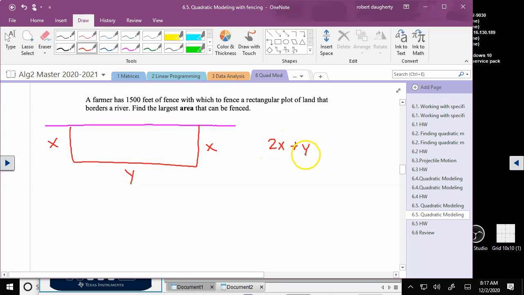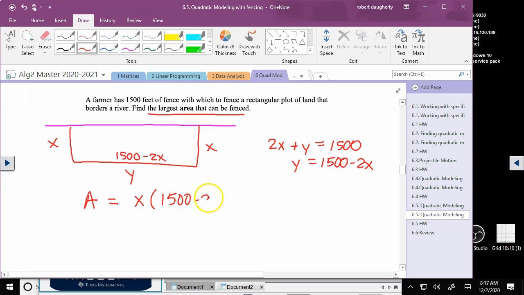So 2X plus Y has to equal 1,500. So Y has to be 1500 minus 2X. So this side is 1500 minus 2X. I'm trying to maximize the area. What is the area? The area is equal to X times (1500 minus 2X). So the area is 1500X minus 2X squared.